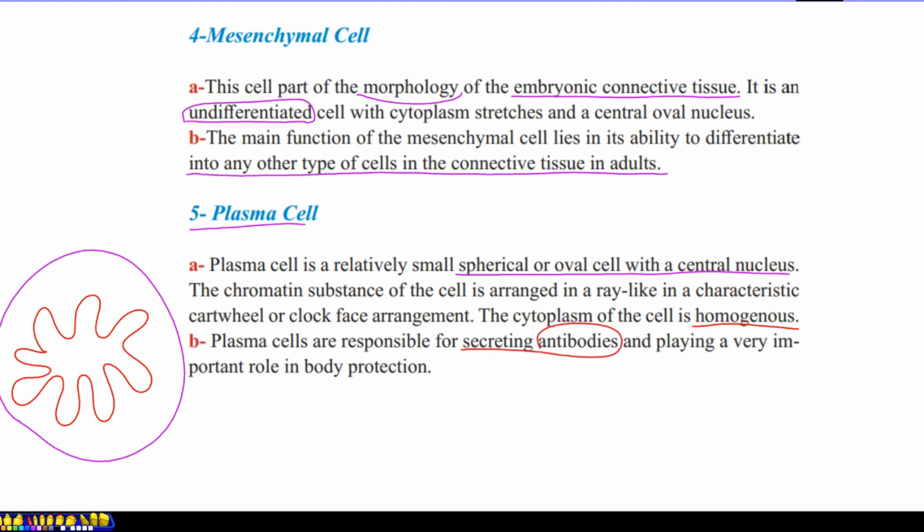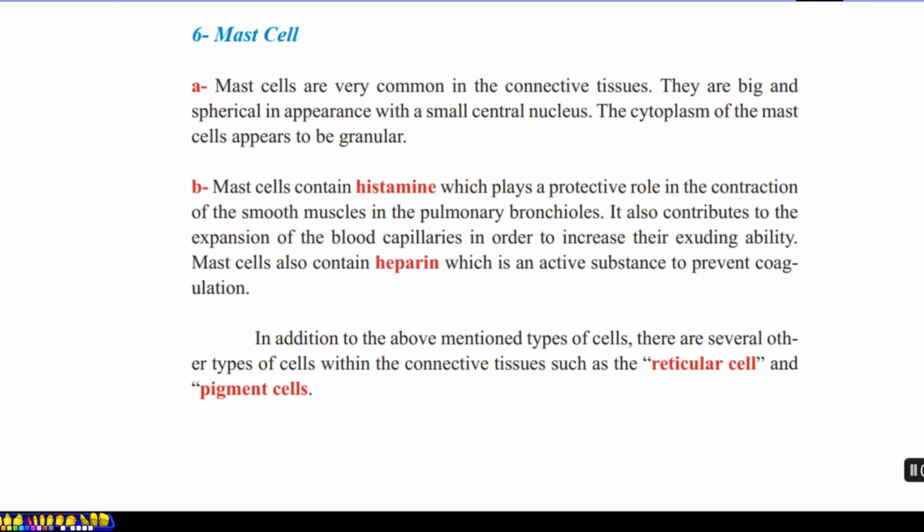antibodies. Antibodies are natural substances produced by body cells to defend the body against what? Microorganisms or germs. They provide the function of body protection like the macrophage, but in a way they are different from one another. The macrophage attacks foreign substances and eats them by phagocytosis, while plasma cells kill these microbes by producing antibodies.